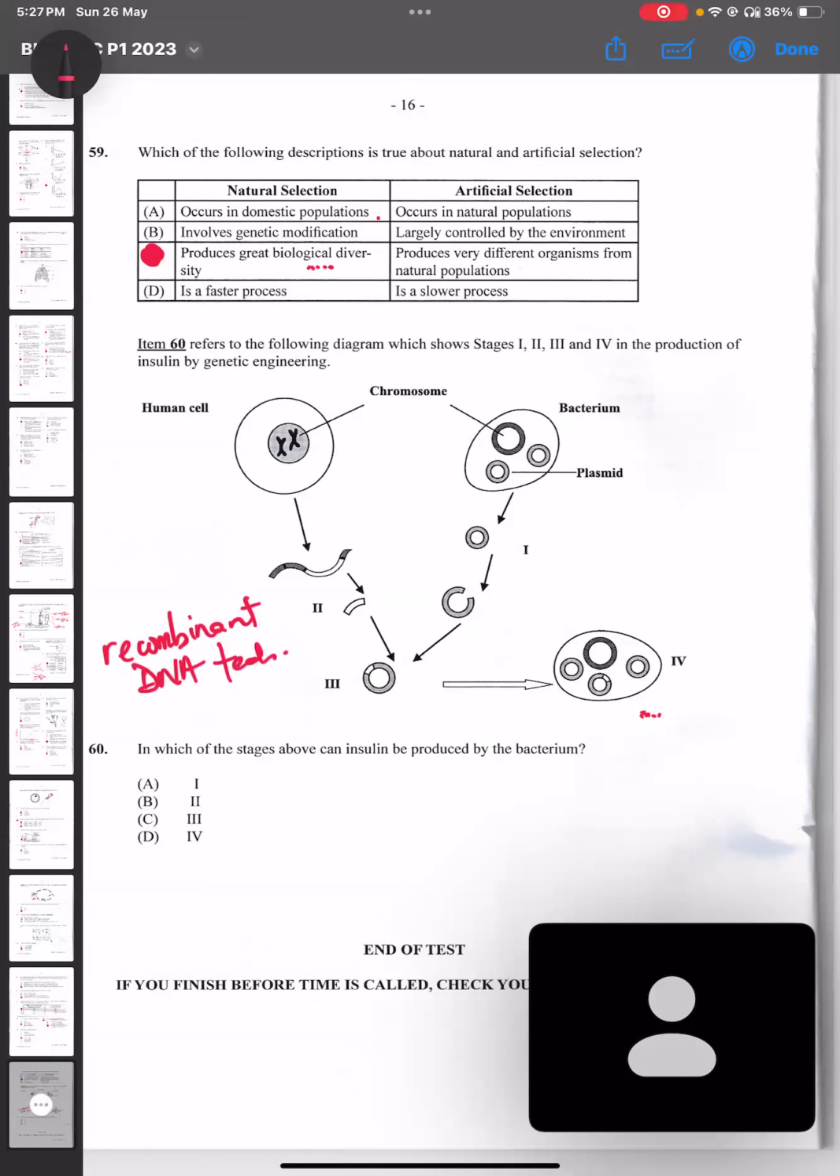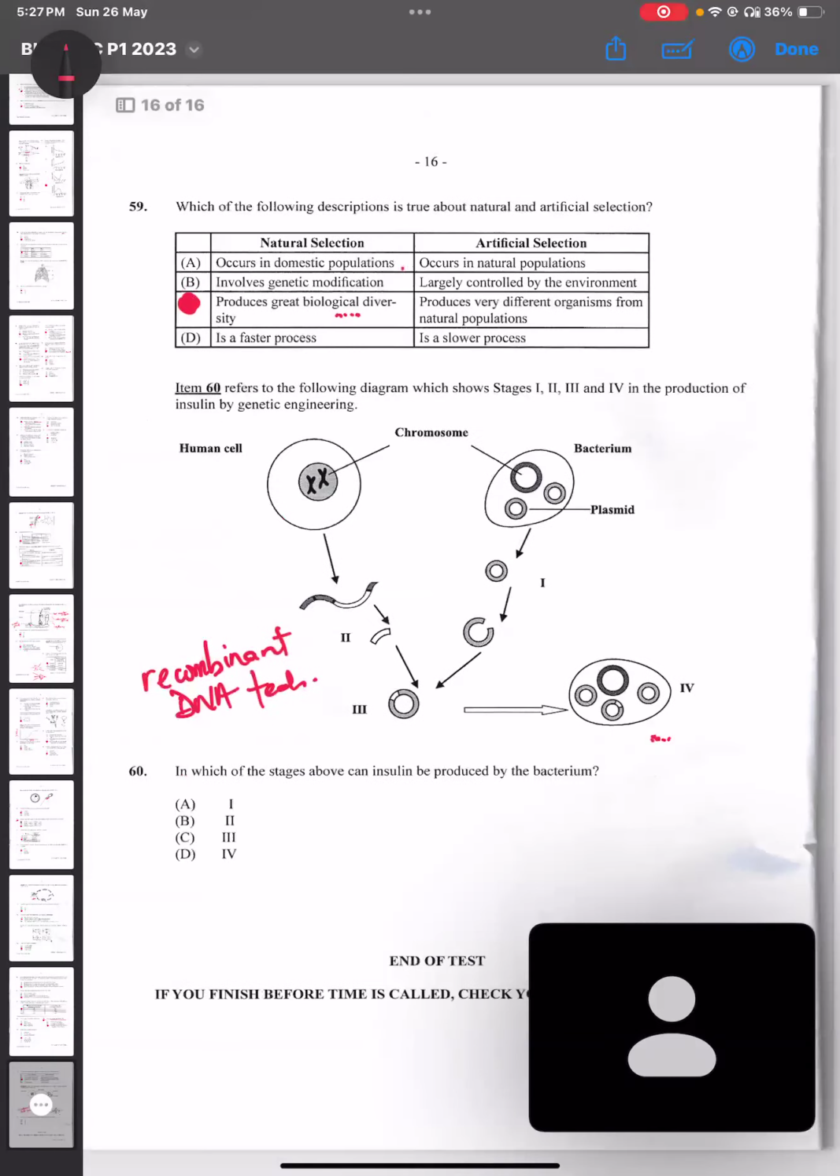So I'm seeing a person saying C for the answer. It says, in which of the stages above can insulin be produced by the bacterium? So some people are saying C. This is just the plasmid, the part of the bacteria that has the DNA where you have cut it and you have inserted the gene for insulin. So this is our DNA and this white part is the gene for insulin.